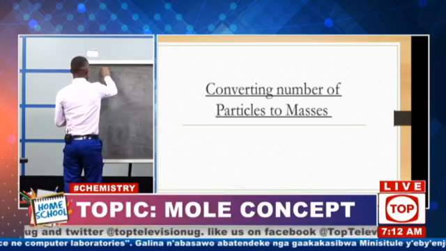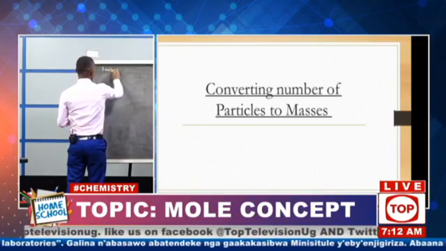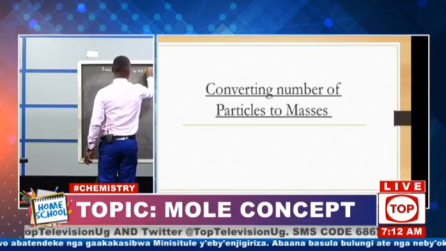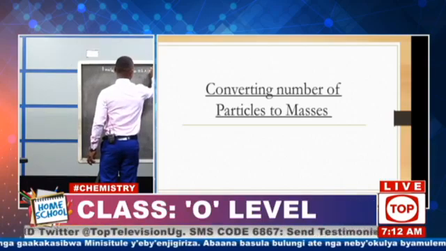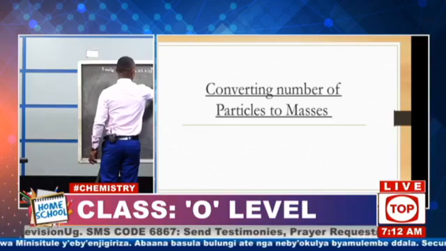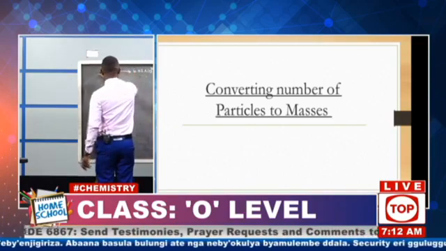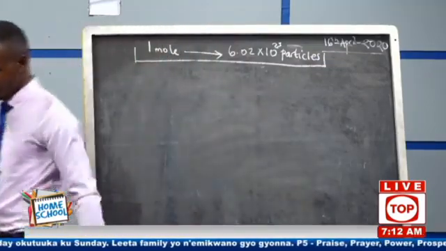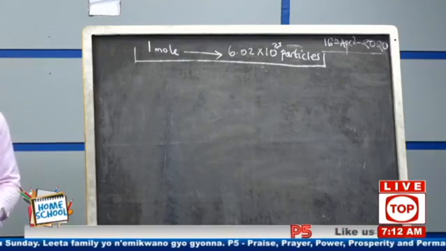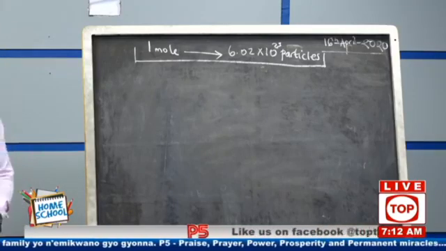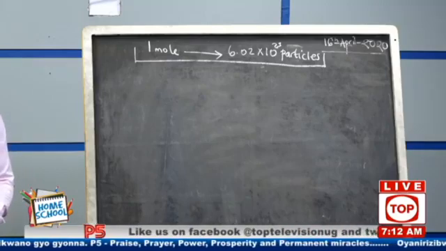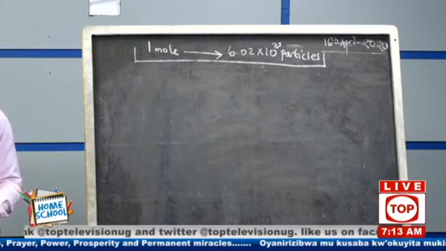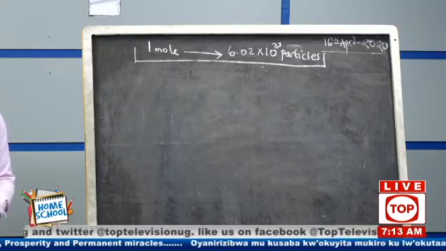So this one, I don't want to remove it from the blackboard. 1 mole having 6.02 times 10 power 23 particles. That one is very, very important. We should not remove it from the blackboard. So when we are converting the number of particles into moles, what do we need to be with? We are going to explain that point using an example.